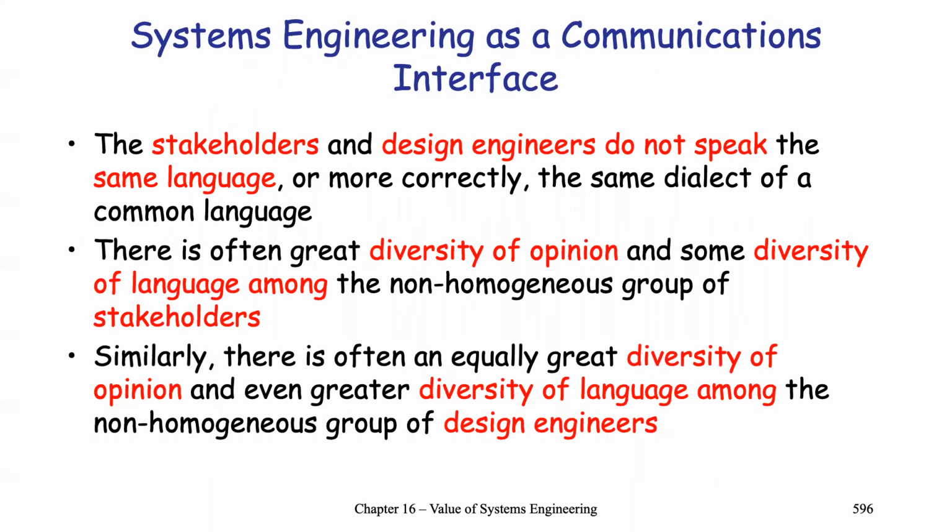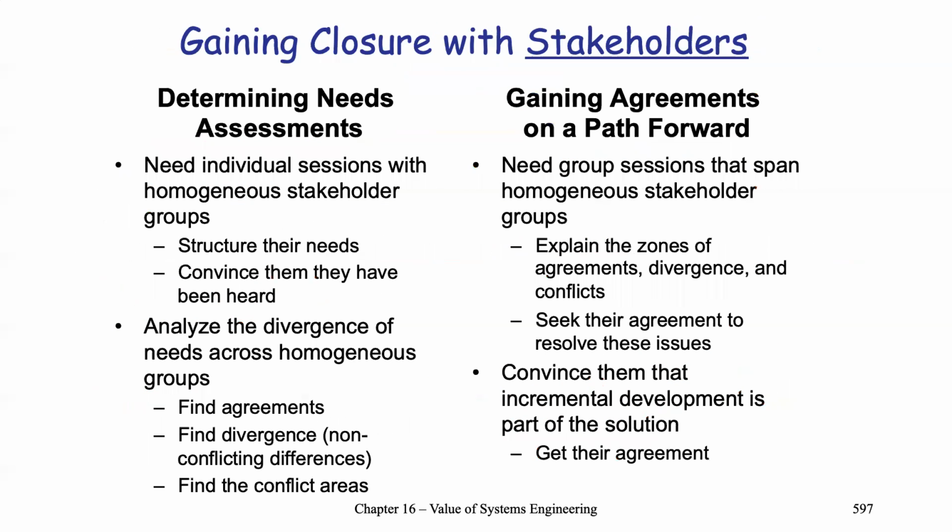So now we get into system engineering as a communication interface. The stakeholders and the design engineers do not speak the same language, or more correctly, the same dialect of the common language. And so there has to be that translation. There's often a great diversity of opinion and some diversity of language among the non-homogeneous groups of stakeholders. Similarly, there's often an equally great diversity of opinion and even greater diversity of language among the non-homogeneous groups of design engineers. The folks that are working on a control system are going to be different from those working on a battery or whatever types of things that you might be considering.